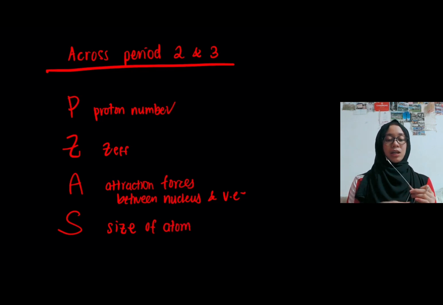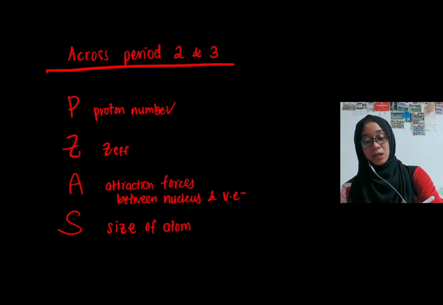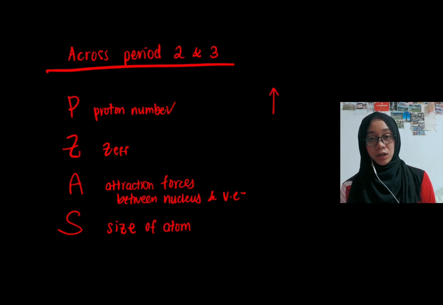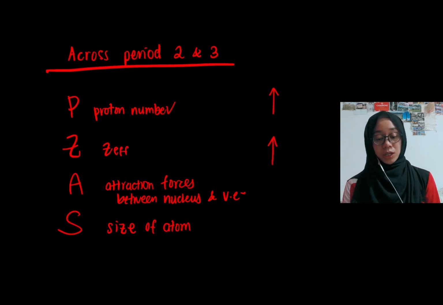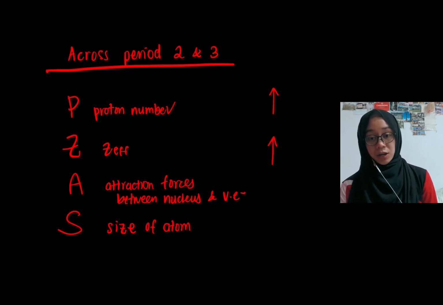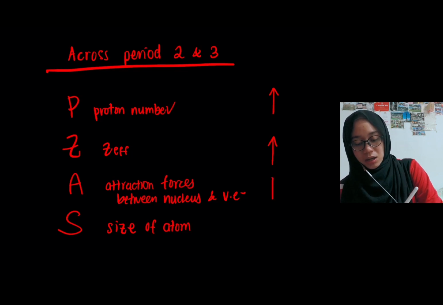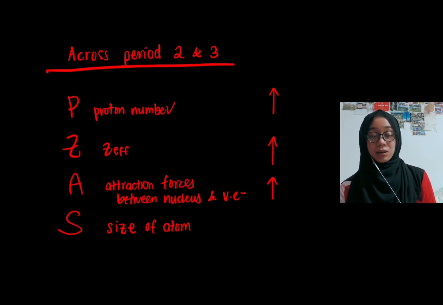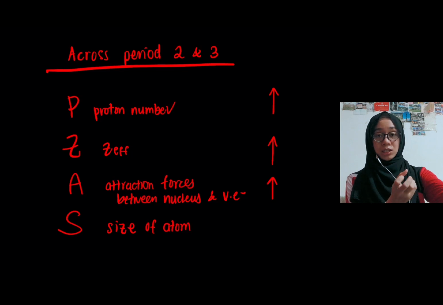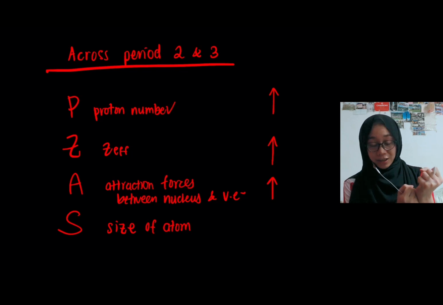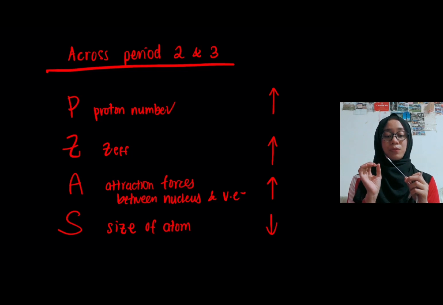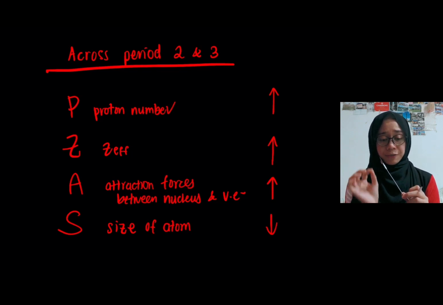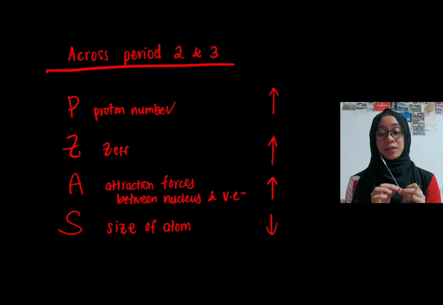Okay, so basically across a period, the proton number akan increase. Therefore, in terms of ZEF pula, ZEF pun akan increase juga. So what happened to the attraction forces between nucleus and valence electron? It becomes stronger. Okay, and then what happened to the size then? So since the attraction forces is stronger, so dia tarik dekat kan, jadi the size of atom decreases, so it becomes smaller. Okay, so this is untuk kita punya the variation of atomic radii across a period.